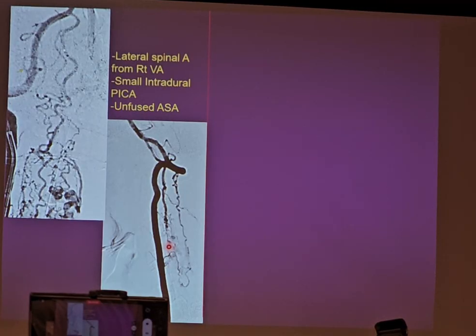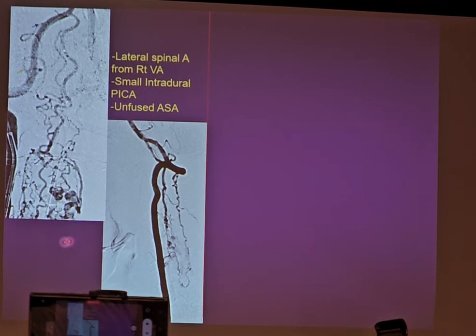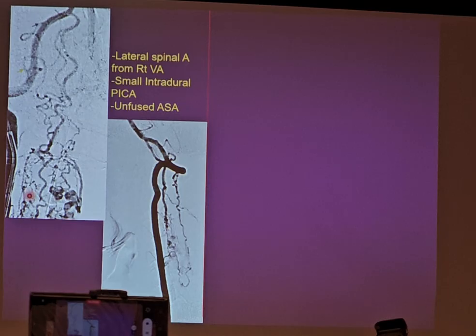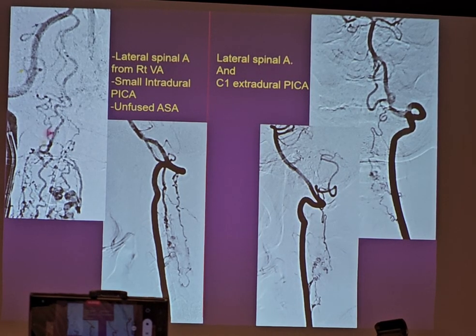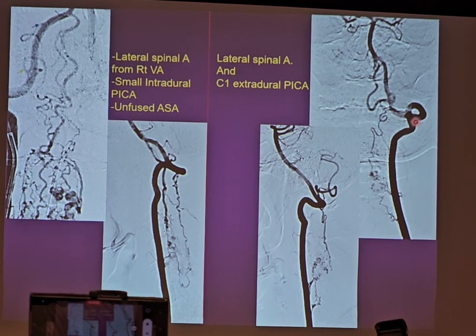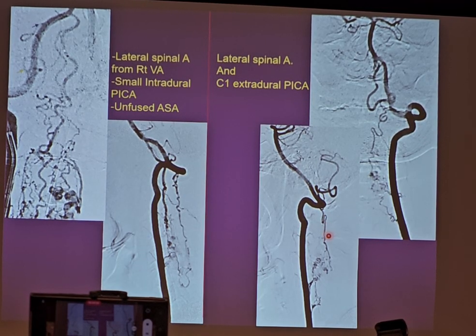Okay? So I will show you some examples. This one has a small intradural PICA here. So this lateral spinal artery will contribute to supplying the AVM in the region, as seen coming off from the vertebral artery. Now in this example we have a C1 extradural PICA, so for sure this lateral spinal artery arises from this extradural PICA.